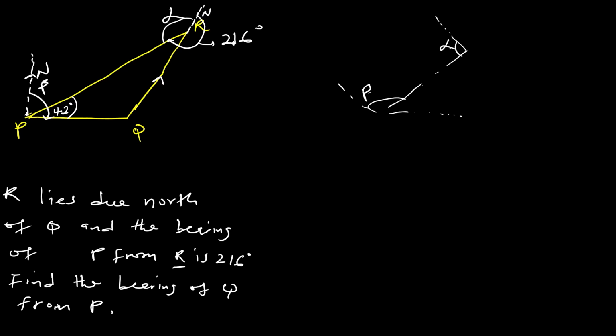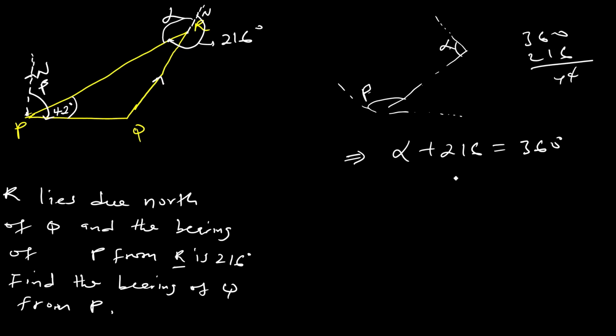So if this side is 216, we have no option but to subtract from 360 to get alpha. So alpha plus 216 gives us 360 degrees. So 360 minus 216, we have 144. So alpha is 144. So this side is 144.